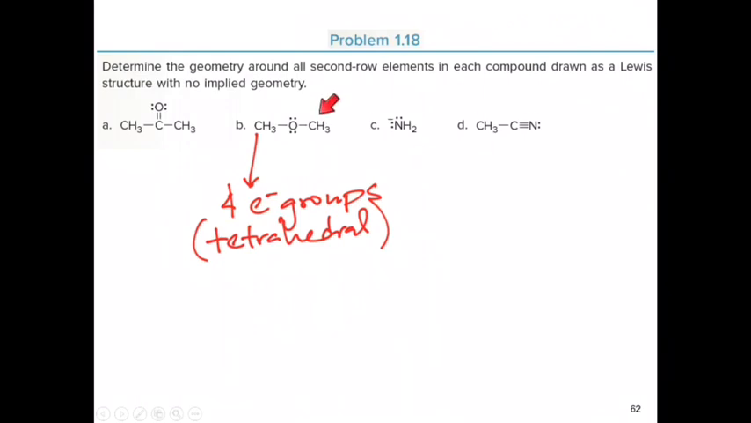Now this CH3, this carbon right here, is essentially, again, the same as this carbon over here. And so it will also have 4 electron groups and a tetrahedral electron geometry. This oxygen here has 2 lone pairs, one up top and another one at the bottom, with 2 single bonds for a total of 4 electron groups. And because it has 4 electron groups, it will also have a tetrahedral electron geometry.